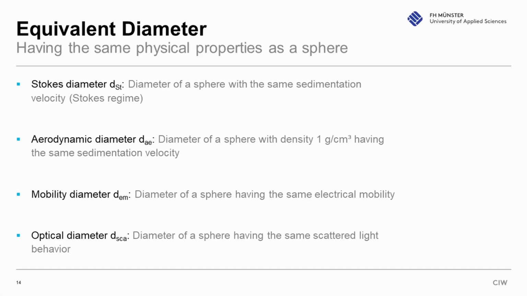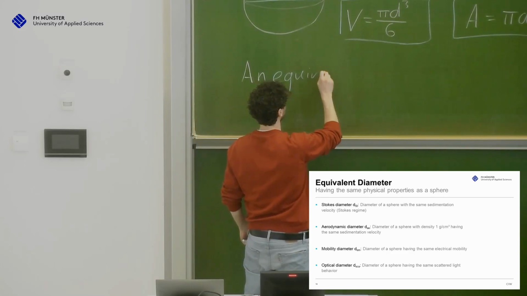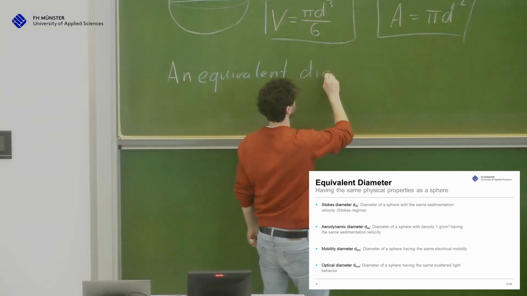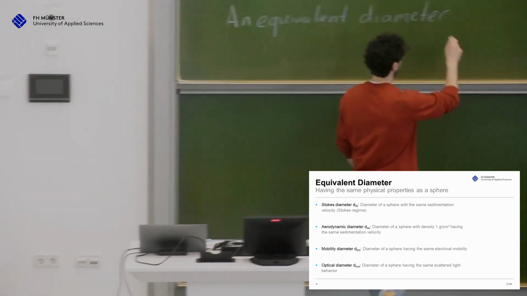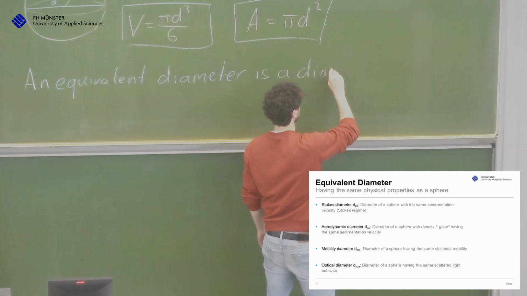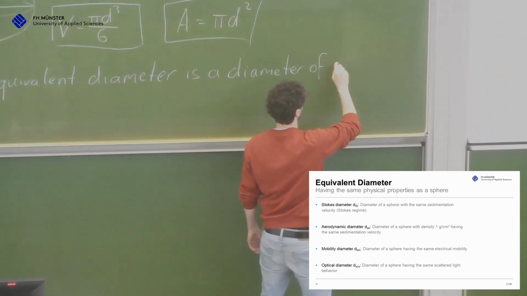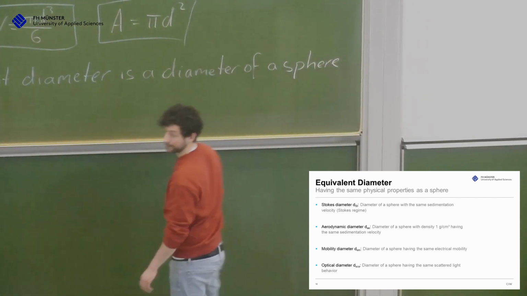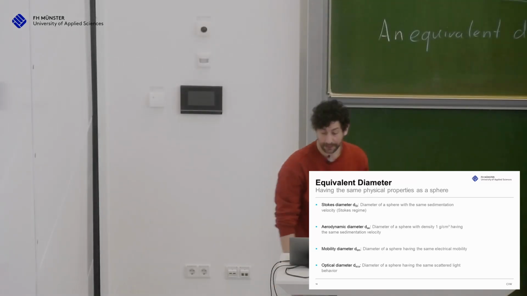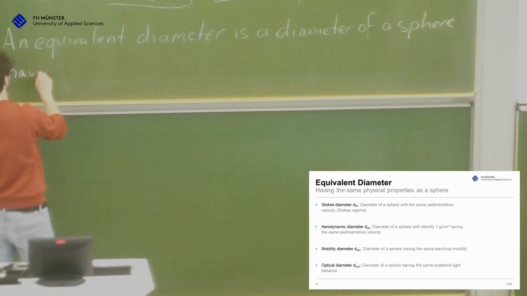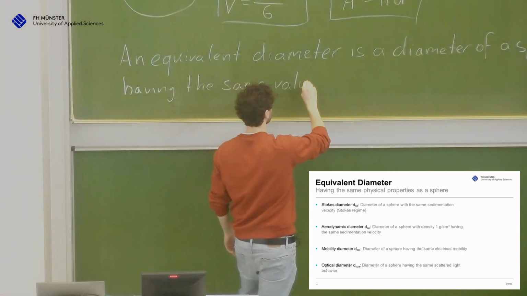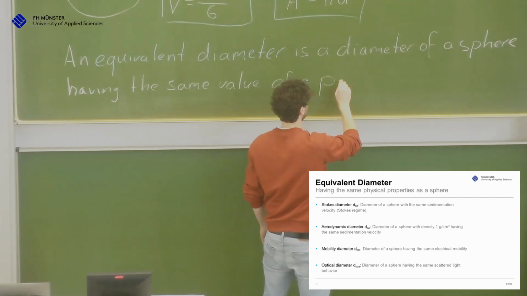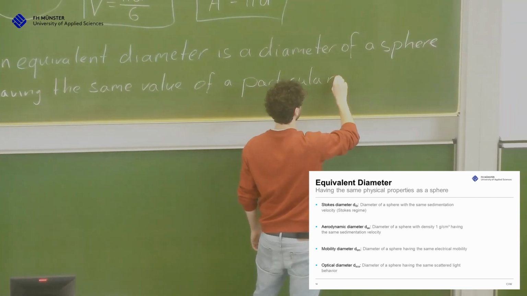Okay? And here are a few of these diameters, and I just want to point out before: an equivalent diameter, and now I just read it because I don't want to make a mistake, is the diameter of a sphere having the same value of a particular physical property.